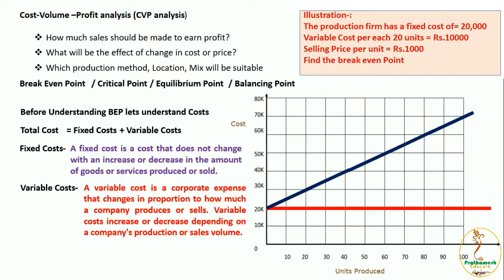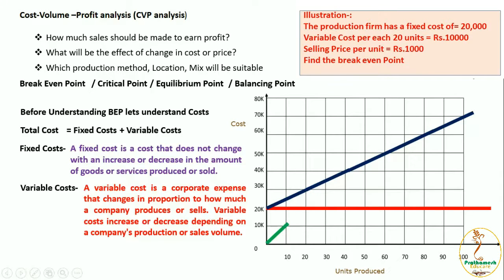Correct? Now the issue is we have to find the break-even point. What is break-even point? We have not understood it. Selling price per unit is 1,000 rupees. So if we sell 10 units, then we will get 10,000 rupees. So if we sell 10 units, we will get 10,000 rupees. On 60 units, if we sell, we will get 60,000 rupees.